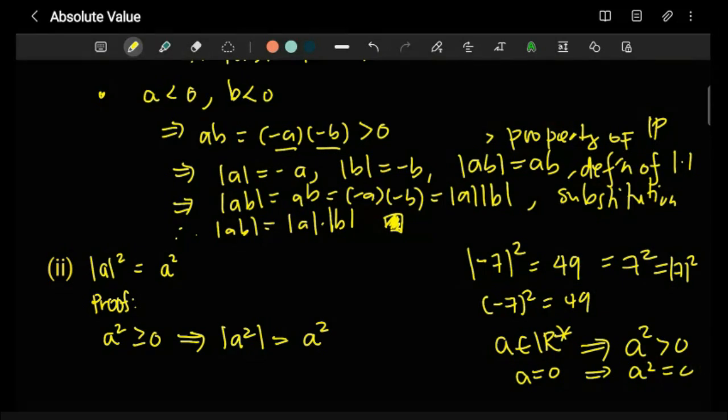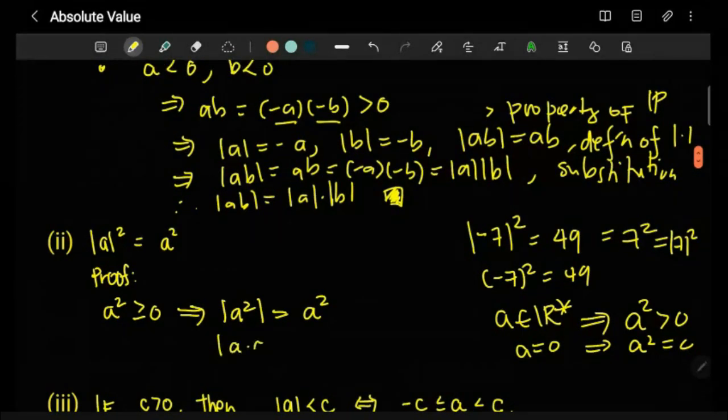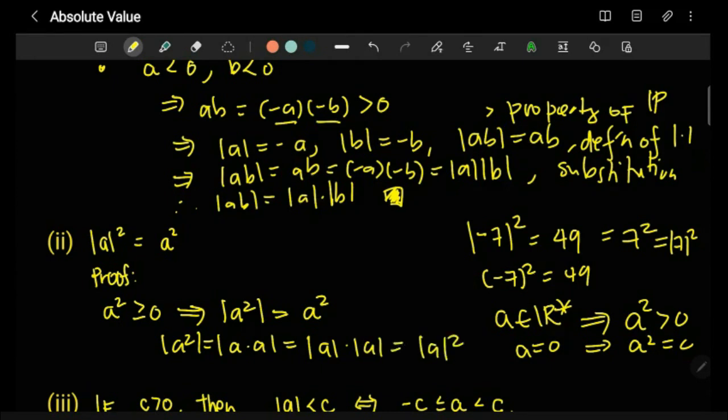But, by definition, yung nasa loob ng absolute value, this is actually A times A. Right? The absolute value of A squared is absolute value of A times A. Now, from number 1, we already know that this is the absolute value of A times absolute value of A, which is the same as getting the square of the absolute value. We started with the fact that this is equal to A squared, and we get the last part of the equation. So, therefore, absolute value of A squared is equal to A squared.